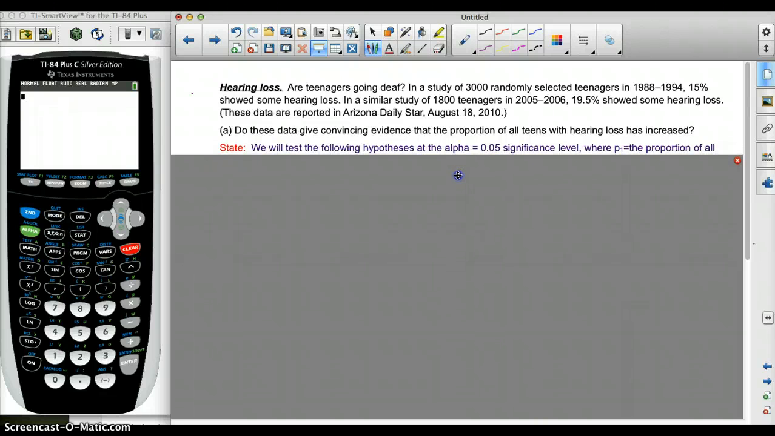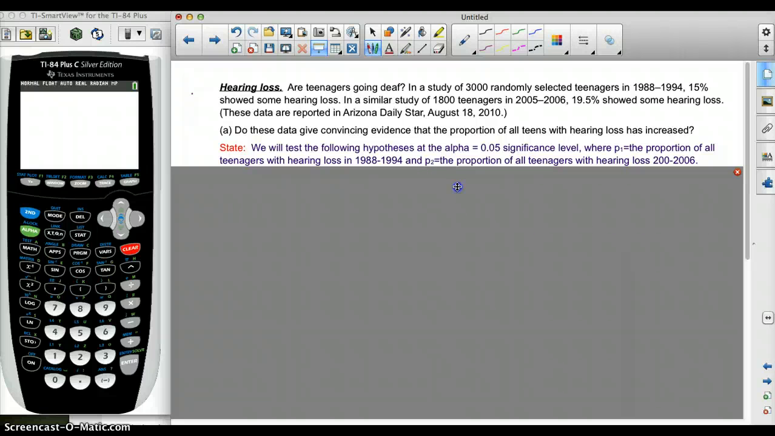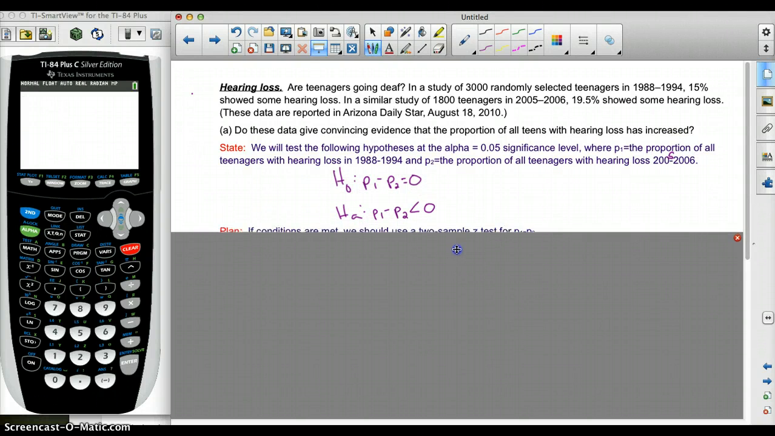So first, we will test the following hypothesis at the alpha equals 0.05 significance level, where P1 is the proportion of all teenagers with hearing loss from 88 to 94, and P2 is the proportion of all teenagers with hearing loss from 2005 to 2006. Oh, there's supposed to be a 5 there. Okay. Our null hypothesis is P1 minus P2 equals 0, and our alternative is P1 minus P2 is less than 0.